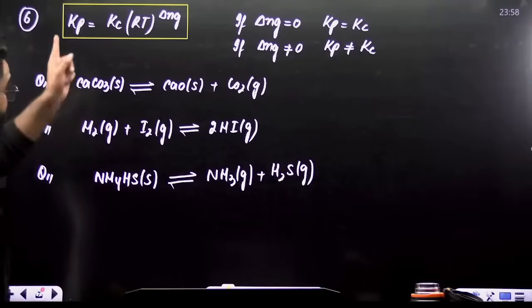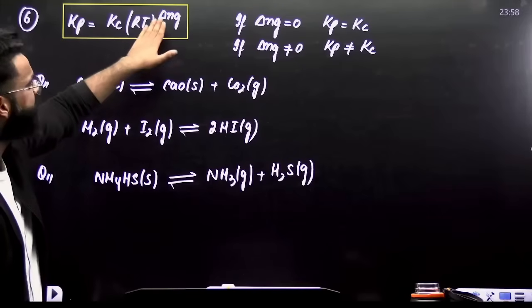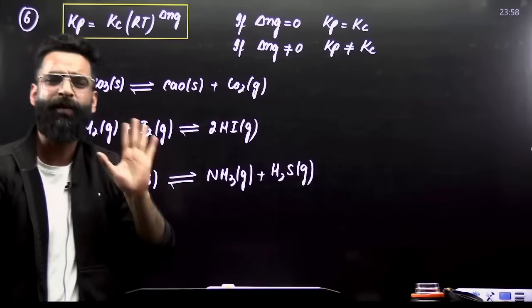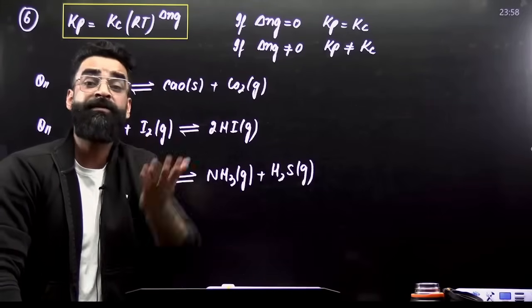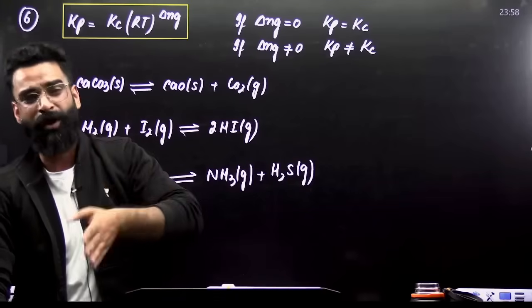Moving on to one more. A relation between Kp and Kc. Remember this, Kp is equal to Kc (RT) raised to delta Ng. Now there are some simple questions asked in which they'll ask you in which of the following reactions Kp is equal to Kc, in which of the following reactions Kp is not equal to Kc.